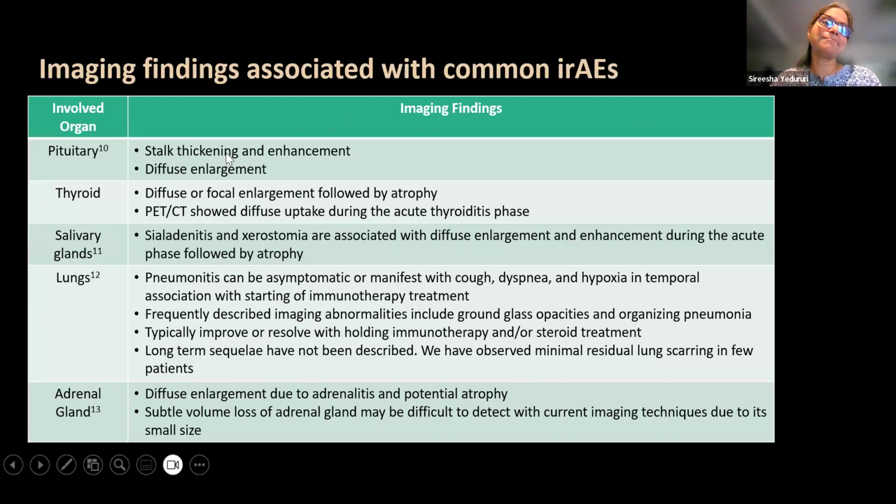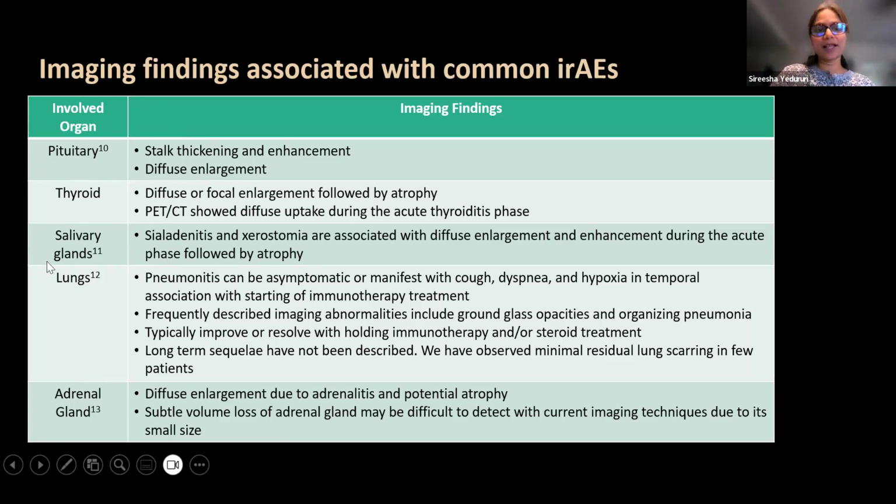Imaging findings, pituitary, you see stalk thickening and enhancement, diffuse enlargement. So the imaging findings, I can tell you from the beginning, if you can catch them during the acute inflammation, everything will be enlarged. If you're not, then you see variable degrees of atrophy. Some patients completely revert back to normal, the others do not. So that happens in pituitary, thyroid gland, salivary glands, basically diffuse enlargement during acute and followed by variable atrophy.